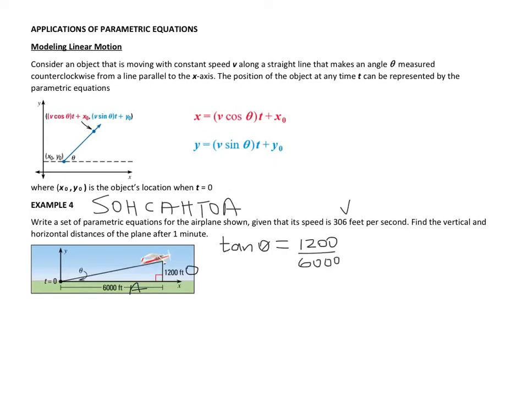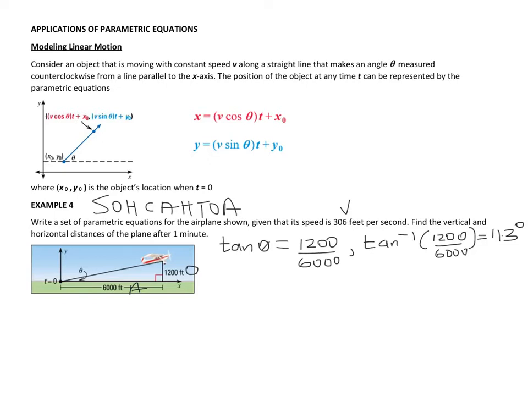6000. So to get the angle, we do tan inverse of 1200 over 6000, and this is going to give me 11.3 degrees. So once I get the angle, I can write my equations.